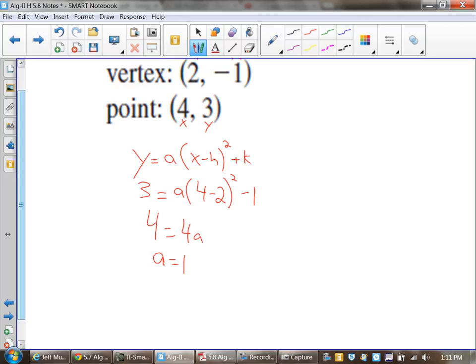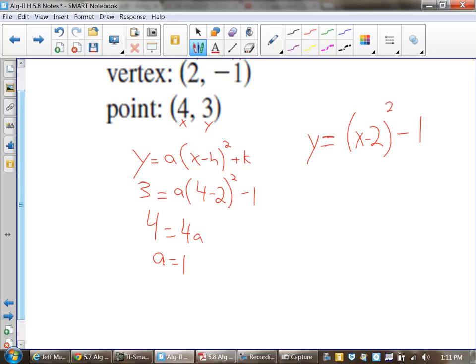But you get the same idea, okay? Now when you're done, you just write it out. y equals (x minus 2) quantity squared minus 1. And that's all you have to put. Since the A value is 1, you don't have to have it out front.